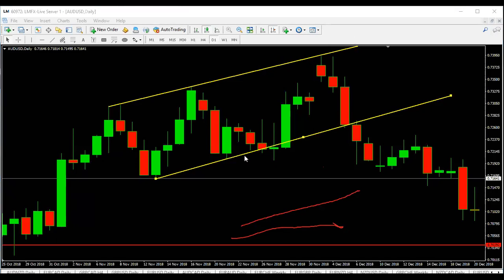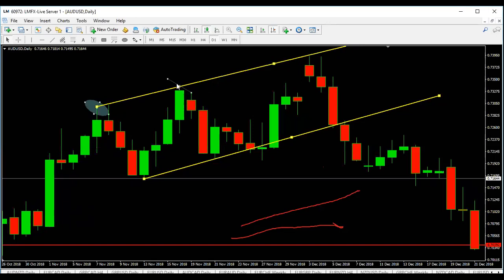So some traders will say you need 3 touches to make a trend line valid. You can see right here, we have 1 touch, 2 touches, and 3 touches. Down here, we also have 1 touch, 2 touches, 3 touches. The market broke through a little bit, but came right back into our channel.